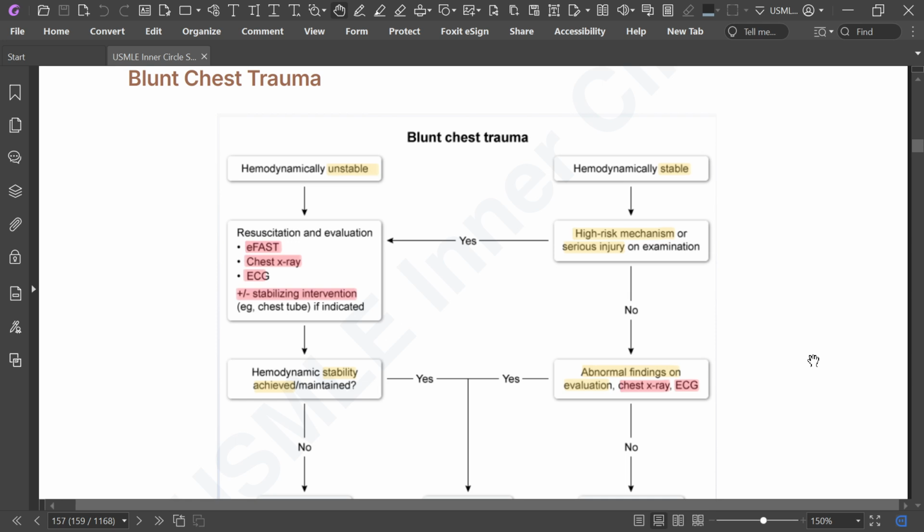Now I would like to discuss blunt chest trauma. If a patient comes with blunt chest trauma, first of all, look at his stability. Is the patient hemodynamically stable or unstable? If the patient is hemodynamically unstable, that means hypotension, tachycardia, tachypnea. Resuscitation and evaluation: do a fast chest x-ray, ECG, with or without stabilizing intervention, chest tube if indicated.